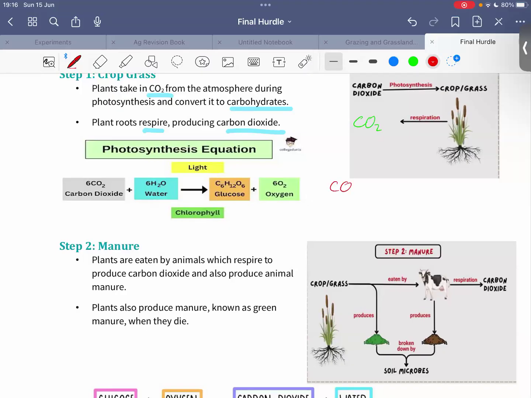Right. How do you learn this? It's CO2 taken in from the atmosphere. You take water in from the soil.